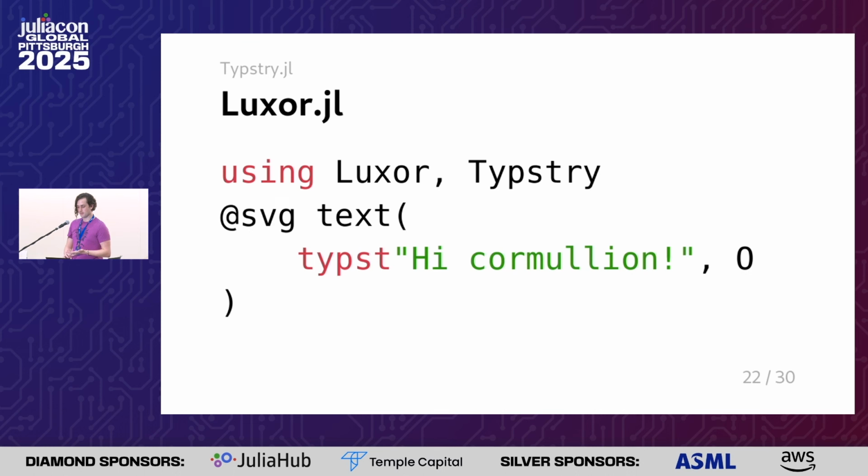So we have some packages with interoperability for types. This is actually a recent one. So we have a Luxor weak dependency that Chromolian implemented, and I think that's pretty straightforward.